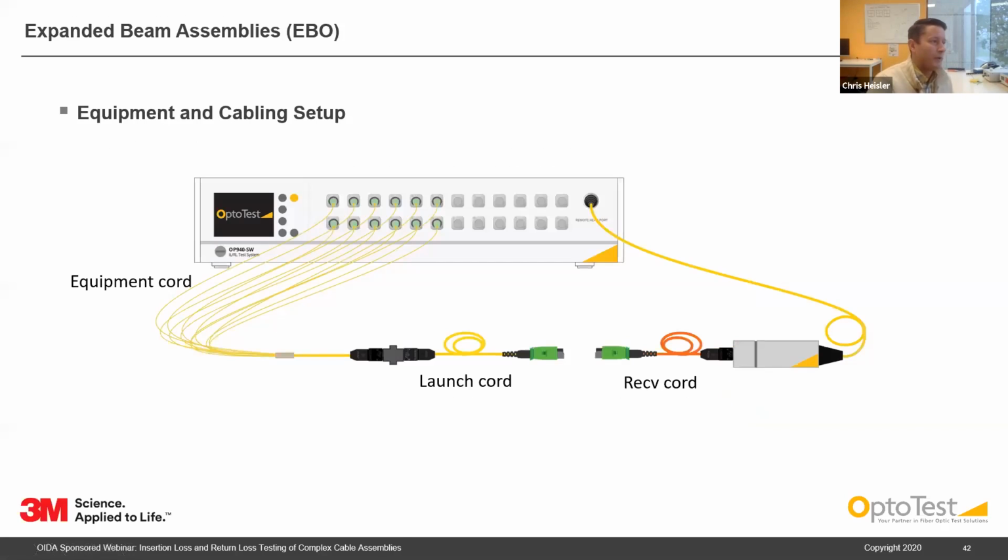Now, to look at the equipment cabling setup, we suggest using an equipment cord that is a fan out to MPO type connector, and then use a launch cord that is an MPO to EBO system. Also use a receive cord, and leave your receive cord connected to the optical power meter.